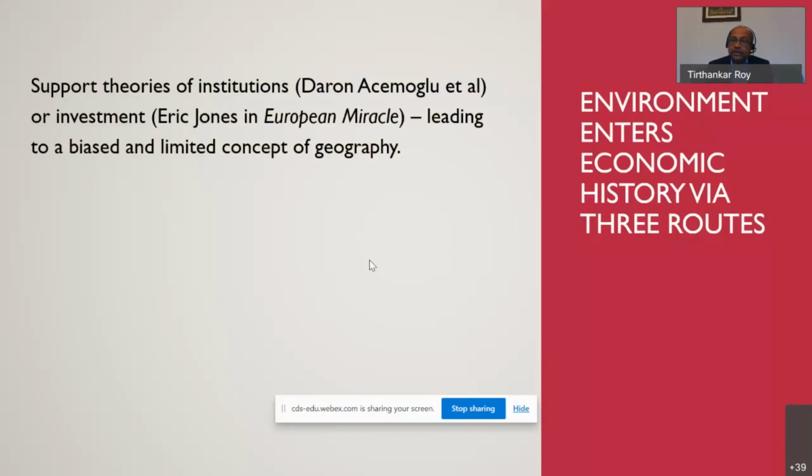But most theories of growth or inequality, such as institutionist theories or theories of comparative investments, usually bring in geography as a kind of witness in supporting stories about institutions or investment. And there's no single independent conception of what geographical condition really is or what it means.